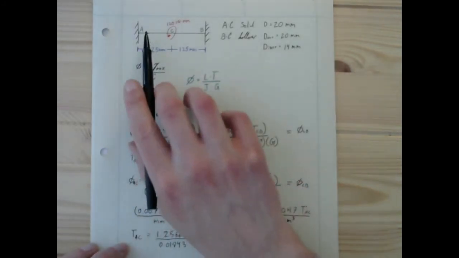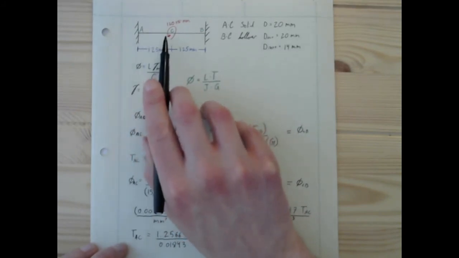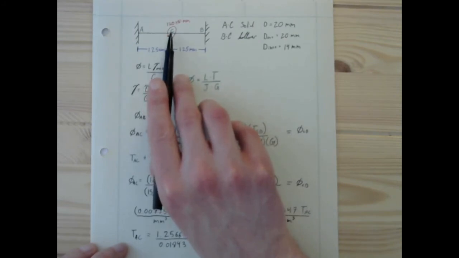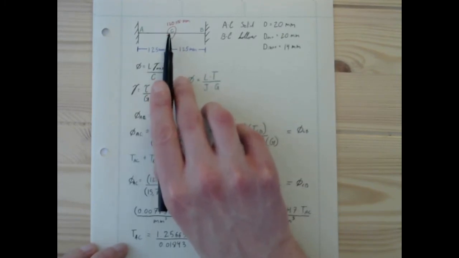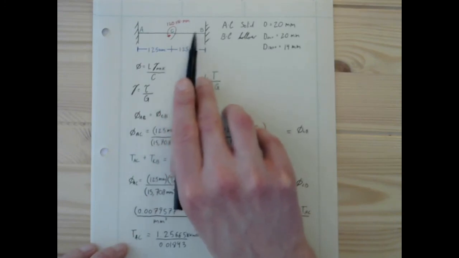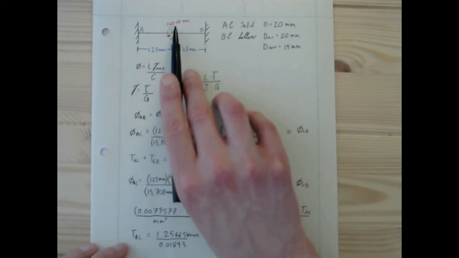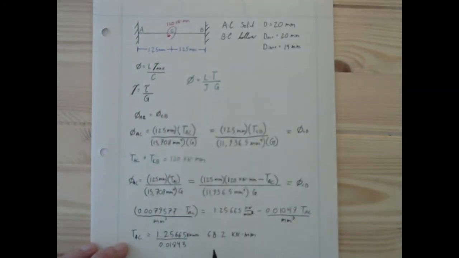Right, this portion right here from A to C is a solid bar, so it should be picking up more torsion because it's going to take more torsion to twist it to whatever extent we're twisting it at C than C to B will. So we're going to be looking at more than half of 120 kilonewton millimeters, and this is just a little bit more than half, which is 60. I really hope you knew that off the top of your head.